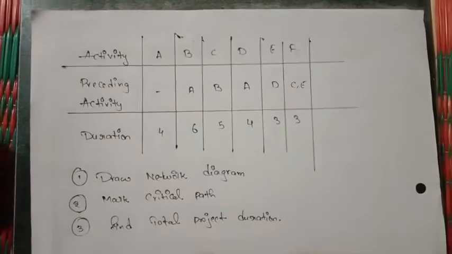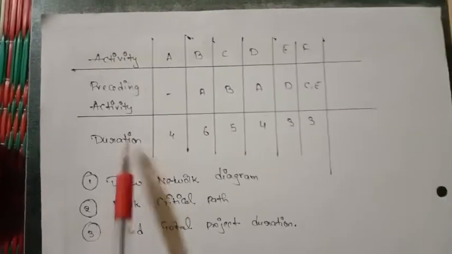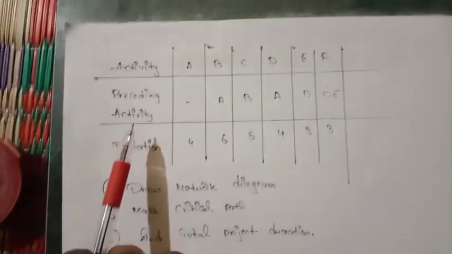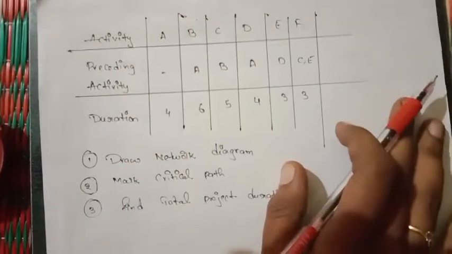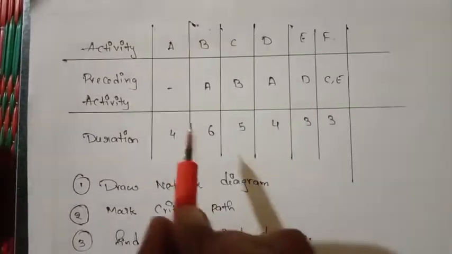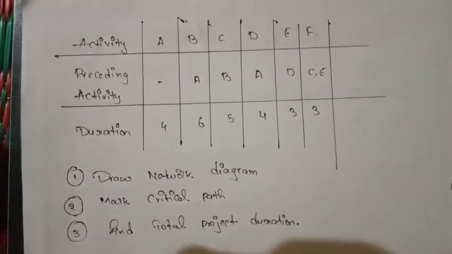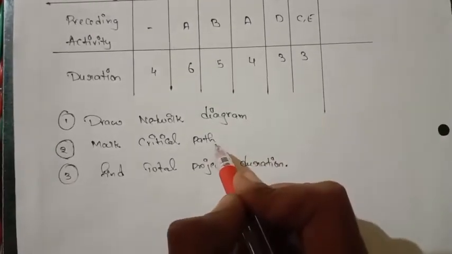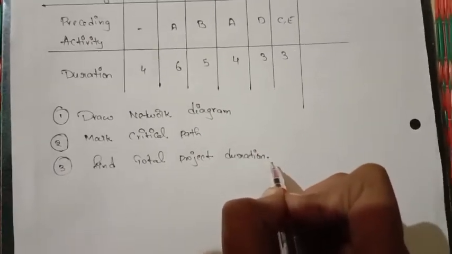So let us see the problem, guys. This is the actual problem they gave in the exam. They already mentioned the activity, preceding activity and duration. The activities are A, B, C, D, E, F, and they gave the preceding activities and the duration of time. Our task is to find three things. One is to draw the network diagram, the second is to mark the critical path, and the third is to find the total project duration.